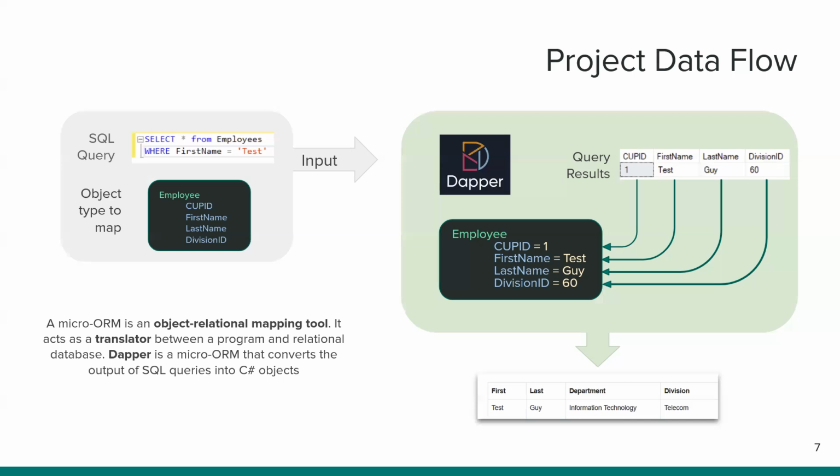Dapper then queries the SQL Server database and gets some results like these. It takes the results of the query and matches each column name to each object field. Whatever value is in each column is mapped to the matching field name. For example, first name equals test, so here in the employee object, first name will equal test. Now we have data attached to code that we can actually use, in this case, an employee object, which becomes the test guy record. This happens for every employee and populates the main list.